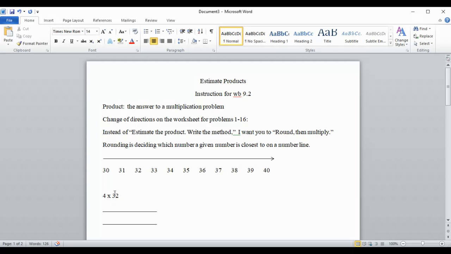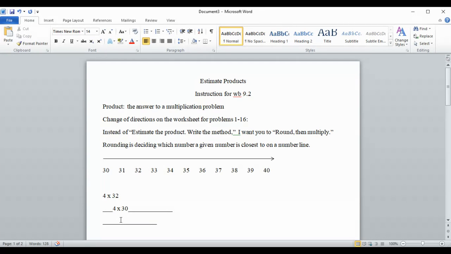So on this problem, you are going to round the larger number, and then you're going to multiply. So we're going to stick with the 4. We're not changing it at all. And your workbook page has 2 lines. On those 2 lines, you're going to say 4 times, and we've already decided that 32 is going to round to 30. So that's the new problem that you're writing. And then you're going to write the answer here.